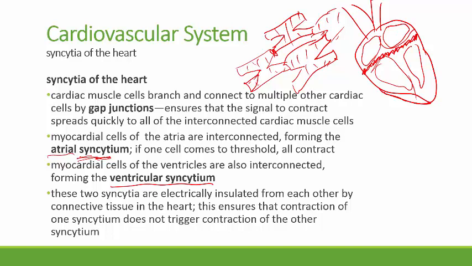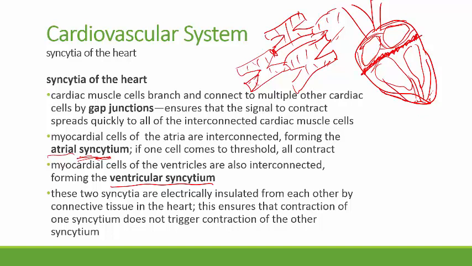So if one of these cells up here in the atria gets the signal to contract, then that signal to contract is going to spread like a wave across the atria. And the same thing in the ventricles. If one of these cells down here gets the signal to contract, then the signal is going to spread like a wave across the ventricles.